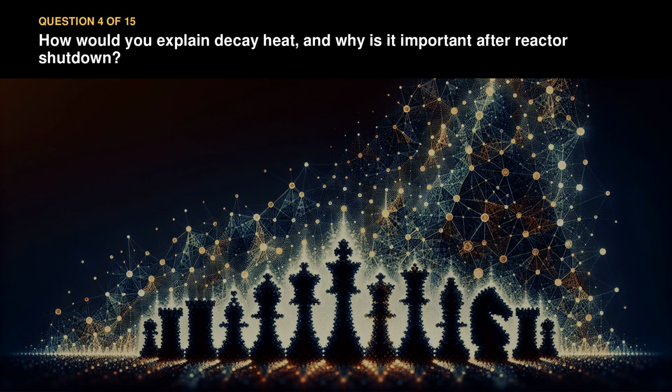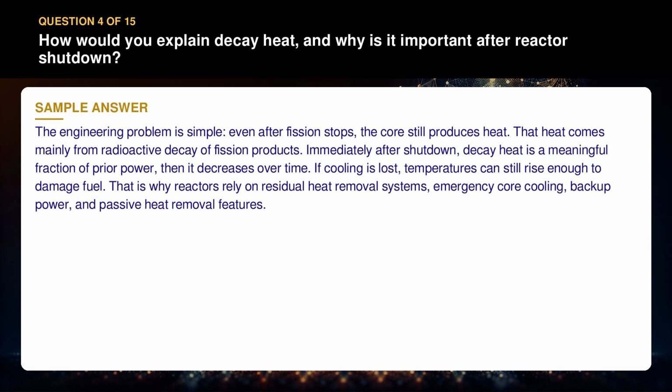Question 4. How would you explain decay heat, and why is it important after reactor shutdown? The engineering problem is simple. Even after fission stops, the core still produces heat. That heat comes mainly from radioactive decay of fission products. Immediately after shutdown, decay heat is a meaningful fraction of prior power, then it decreases over time. If cooling is lost, temperatures can still rise enough to damage fuel. That is why reactors rely on residual heat removal systems, emergency core cooling, backup power, and passive heat removal features.